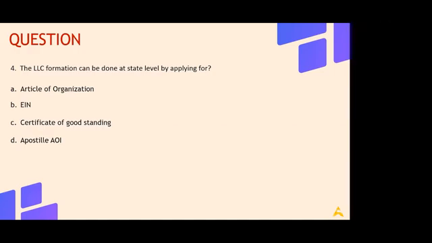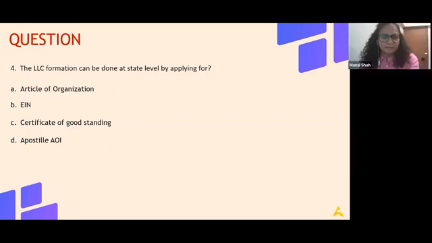So 70% of our attendees think the answer to this question is article of organization. Okay, that's the correct answer. The first step to get from the state is applying for the article of organization or certificate of incorporation. Then, once it is approved by the state, the next step is to go to the IRS, the federal agency, and apply for the EIN. That will be the step after getting the article of organization. So A is the correct answer.